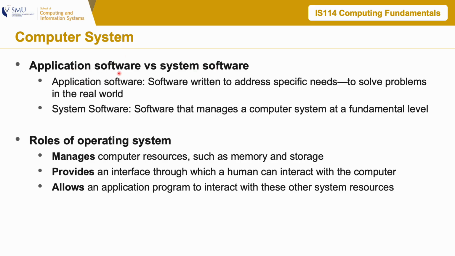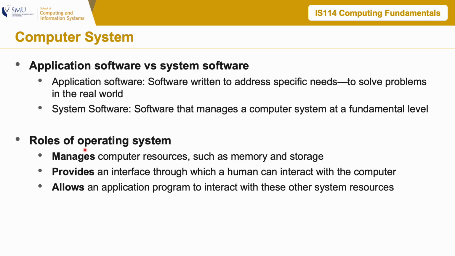Application software are apps. These are for specific user needs, like a web browser, a game, or a video editor. System software is used to manage and control the computer system itself. The most important type of system software is operating system, like Windows or Mac OS.